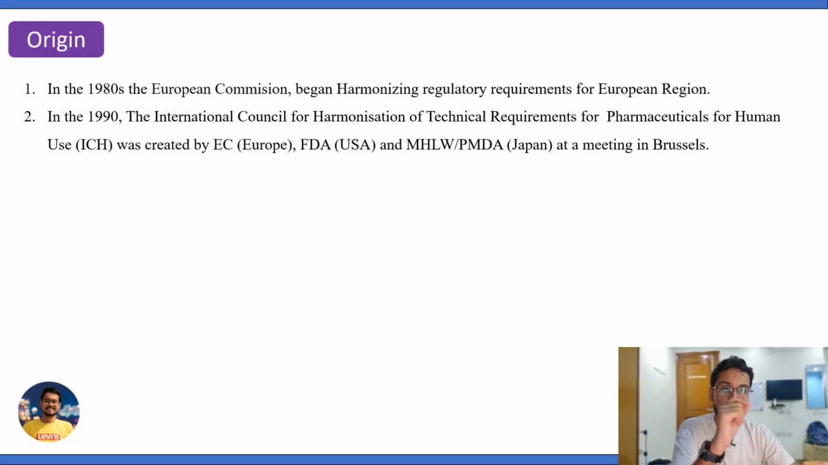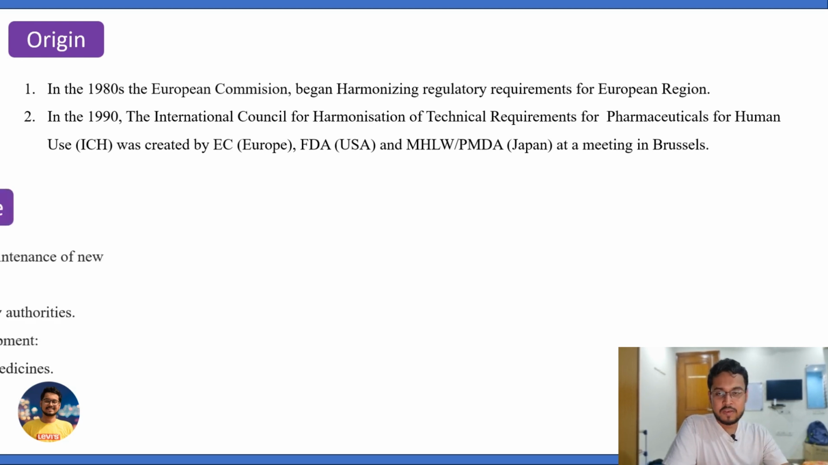in 1980, the EC, the European Commission, took the decision that they would harmonize the technical requirements, at least for the European countries. So it was the European Commission that first thought about this harmonization concept. Then in 1990, the FDA from the US and the MHLW or PMDA from Japan joined together with the EC of Europe, and these three regulatory bodies together formed the ICH. This is how the ICH got developed.